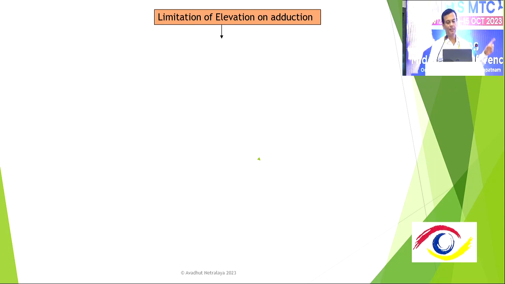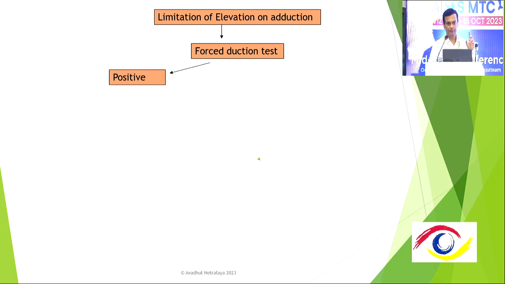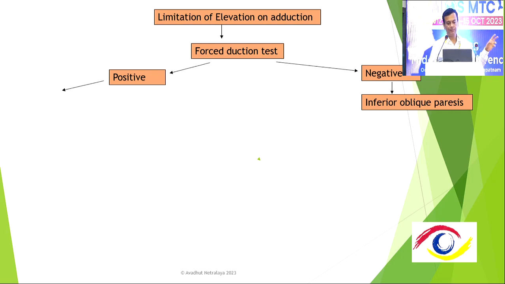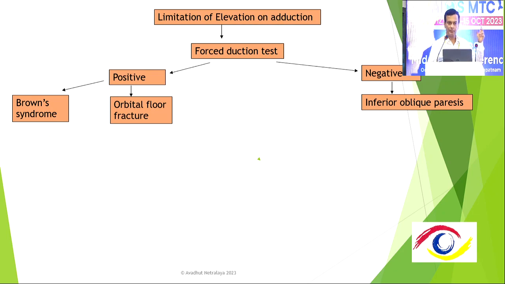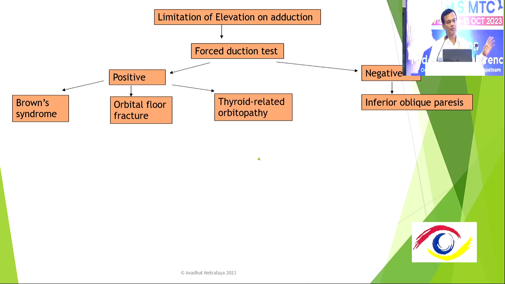Whenever you get a patient with limitation of elevation in adduction, do a force reduction test. If it is positive, positive means it is tight, negative means it is lax. So if it is negative, think in terms of a paretic squint. If it is positive, think in terms of a restrictive squint. It can be either Brown syndrome, sometimes an orbital floor fracture, or a thyroid related orbitopathy.